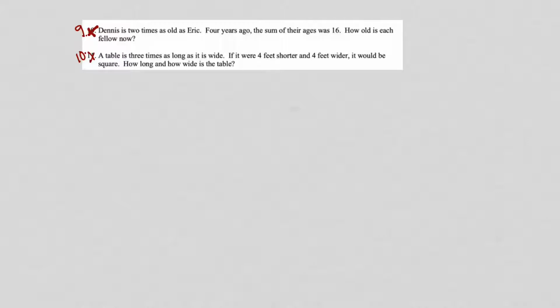All right, so how about if we do this? In number 9, let X equal Eric's age now. And I'm doing this because Dennis's age is given in terms of Eric. So if I know Eric's age, I can get Dennis. It says Dennis is 2 times as old as Eric. So if Eric is X, Dennis must be 2X. And that's Dennis's age now.